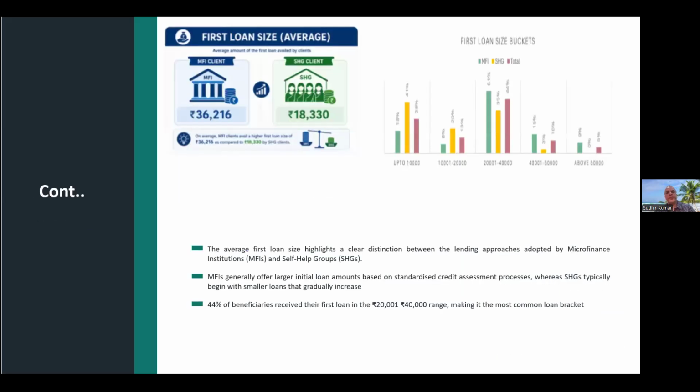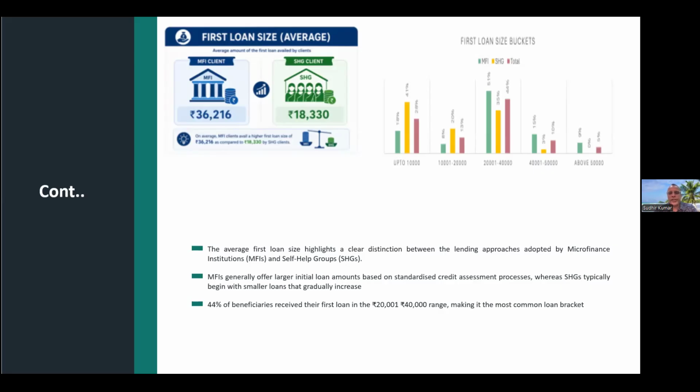Krishna, next. This was the first loan size which they received. The average SHG first loan size is coming around 18,330. MFI is just double, twice the amount. Then for the bucket size of the first loan, 20 to 40,000 is the most popular bucket size, which is evidence in secondary data also.